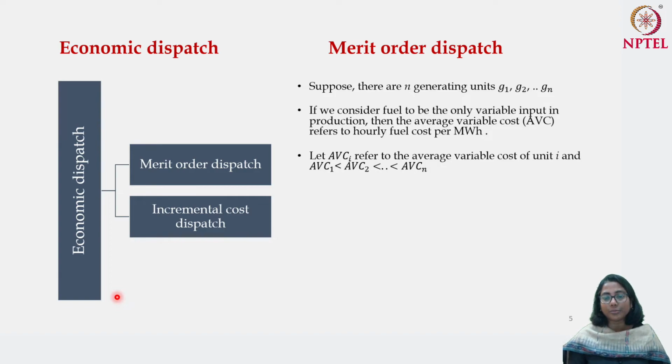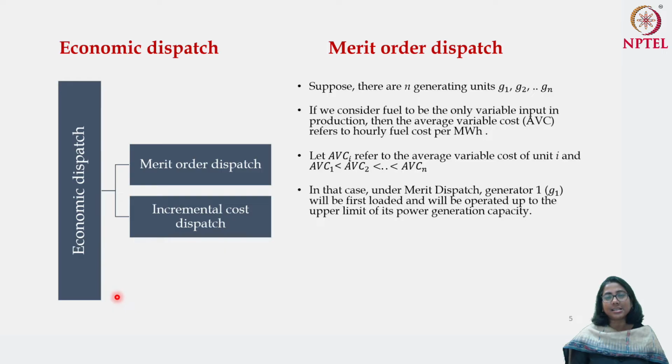Now we rank the generating units based on their average variable cost, and we assume that AVC1 is less than AVC2, and so on, and in the ranking AVCN comes at the last. So the first generating unit has the least average variable cost of production. The second generation unit has the second lowest average variable cost of production, and the nth generation unit has the highest average cost of production.